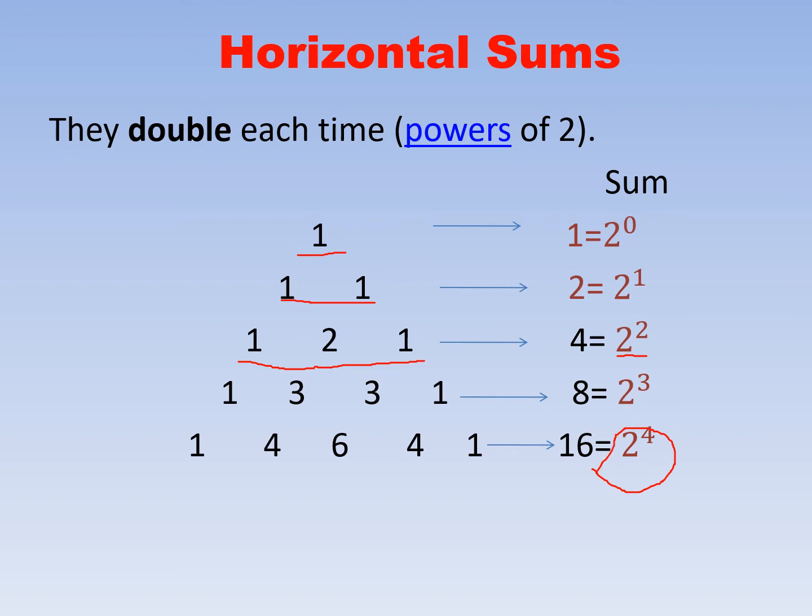Suppose you want to calculate 2 raised to the power 4, it is 16. So it is useful for higher powers basically. Up to 2 raised to the power 4 or 5 you can calculate, but for higher powers, if you are having this triangle in front of you, then you can easily search for the value.